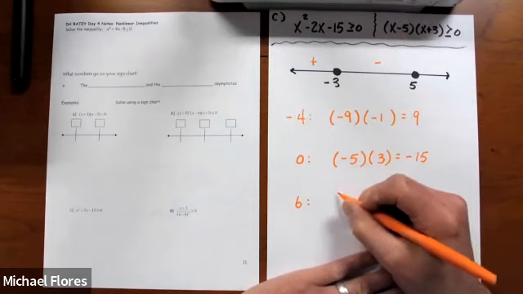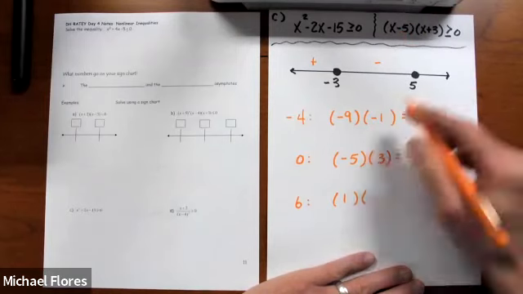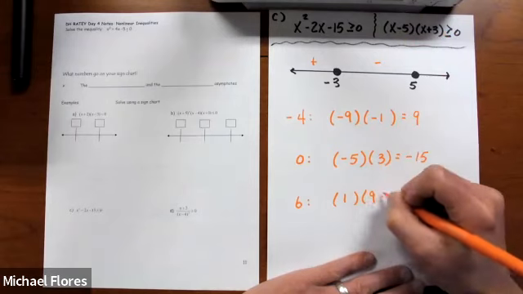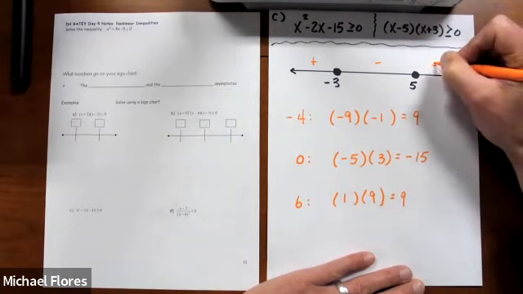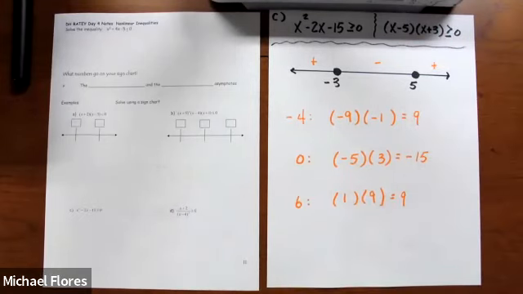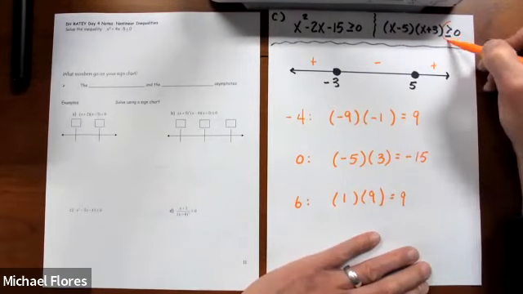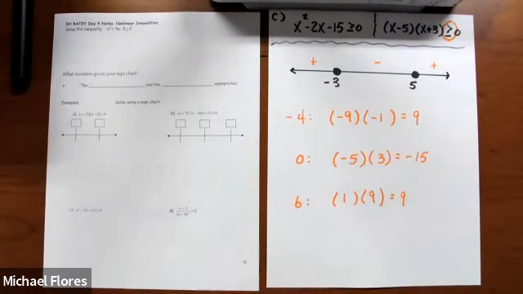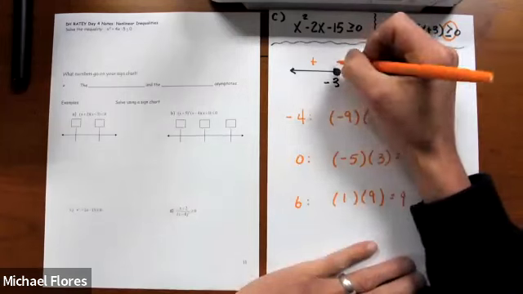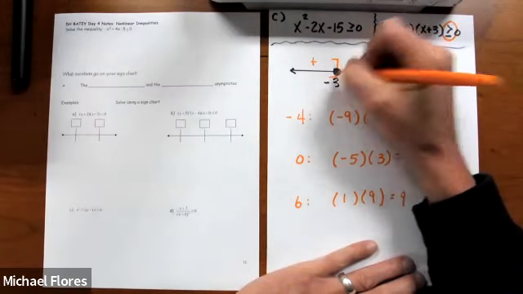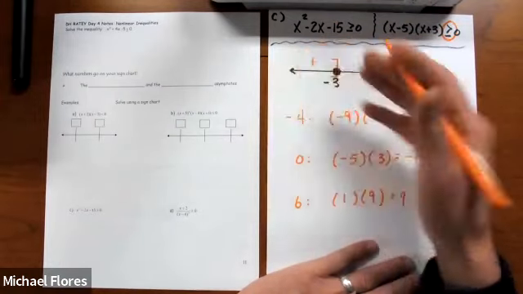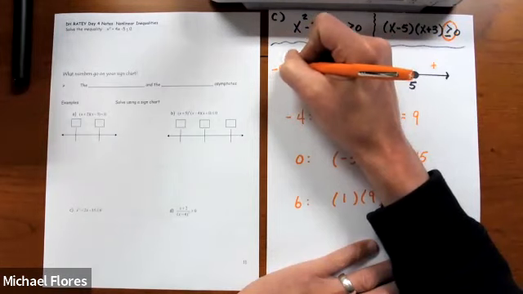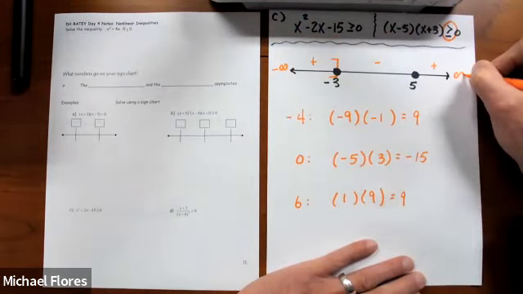Plug in 6. 6 minus 5 is 1. 6 plus 3 is 9. 9 times 1 is 9. So everything greater than 5 is going to result in a positive number. What are we looking for here? Oh, this time we're looking for everything greater than or equal to 0. So we're looking for positive results. It can include -3 because it's greater than or equal to. Remember, this direction is negative infinity, and over here, this direction is positive infinity.